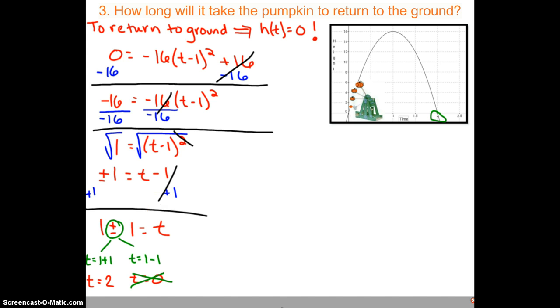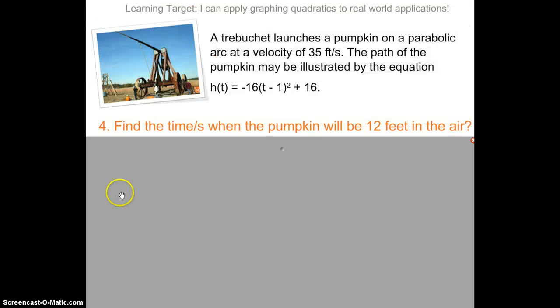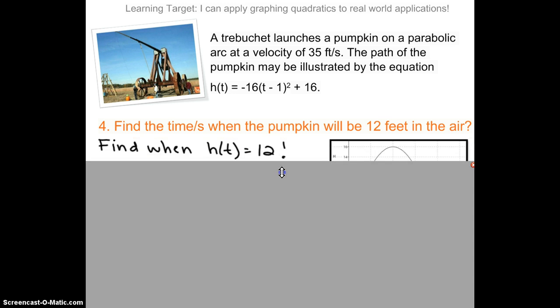Okay. I think we've just got one more question about this pumpkin. It says, find the time or times when the pumpkin will be 12 feet in the air. So again, you won't always have a visual like I've been providing you. So we've got to think about what it means. It's asking when will the pumpkin have a height of 12 feet? So h of t should equal 12.